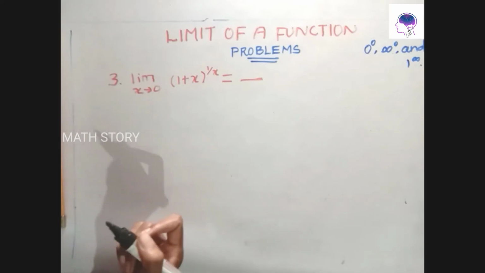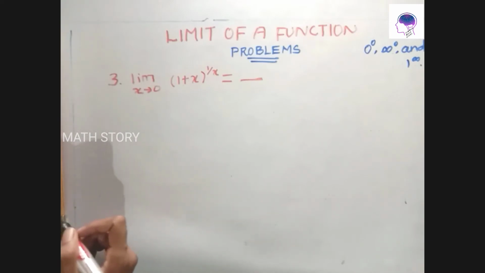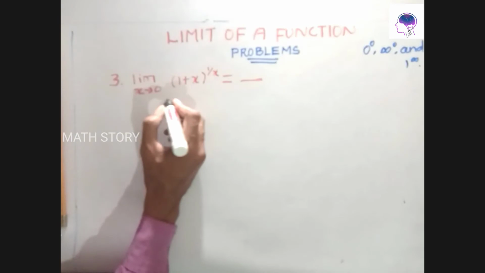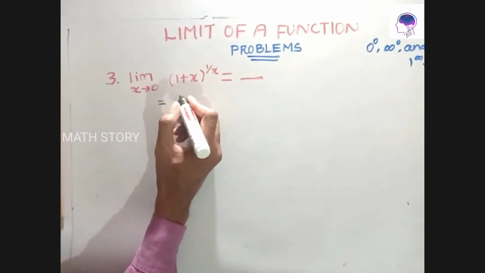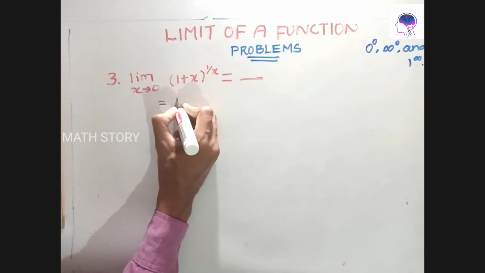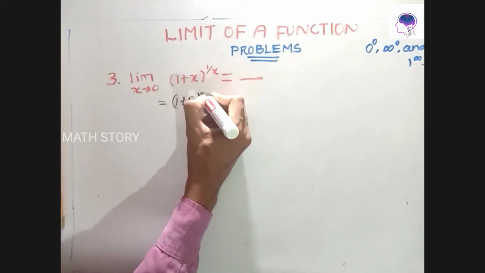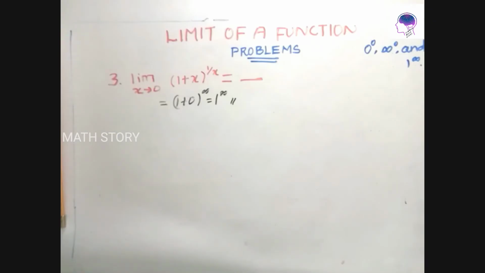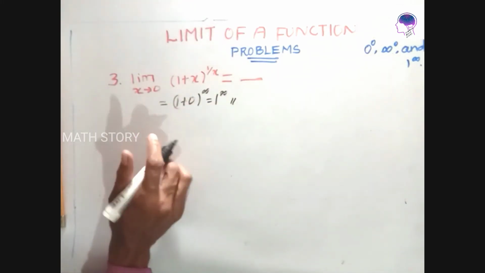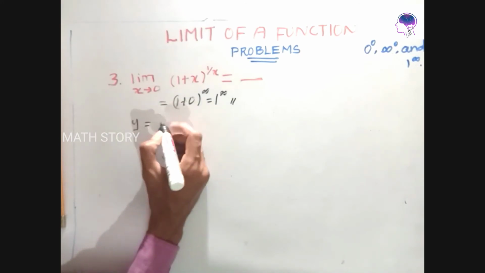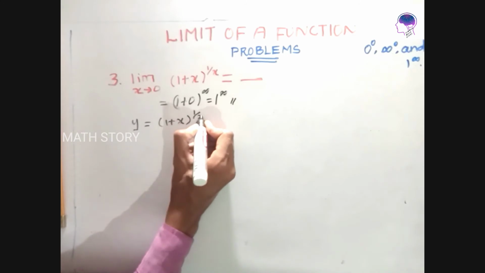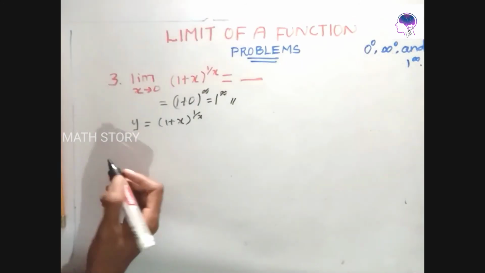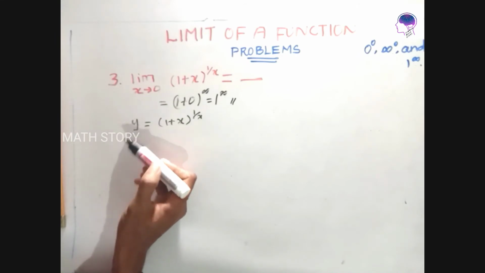And the next sum is the limit as x extends to 0 of 1 plus x whole power 1 by x. We apply the limit directly. When applying 0 here, we get 1 plus 0 power infinity, that means 1 power infinity, right? Now we solve this problem using the same trick as the second one. I just take the value of 1 plus x whole power 1 by x as y, and now we are trying to find the limit as x extends to 0 of y, right?